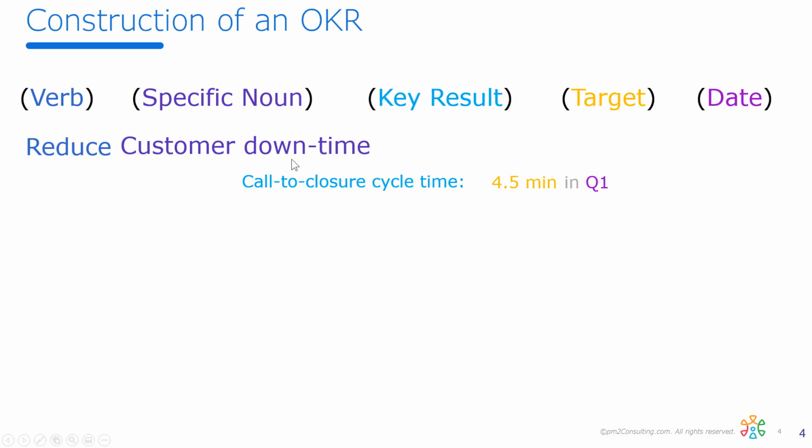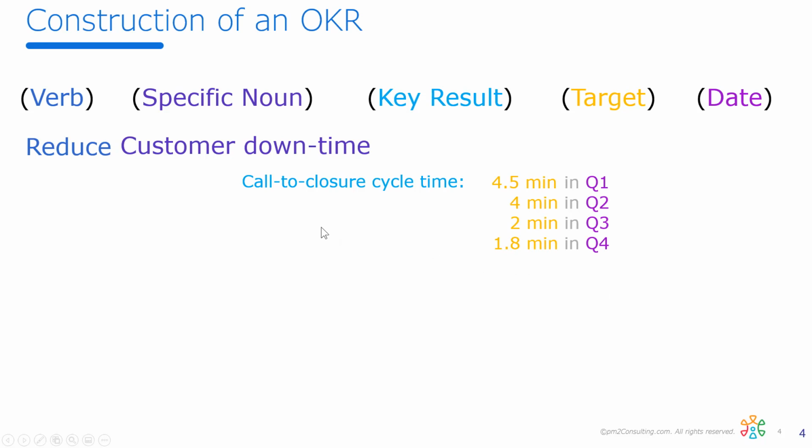And this is describing the impact, the benefit to the customer, not the output, the task you do, but what is the benefit? Key result in this case is call to closure cycle time, from the time we pick it up to the time it's resolved. Target is 4.5 minutes, and the date in this case is Q1. So in this example, Q2, we're going to shave a bit of time and get it to 4 minutes. Then a miracle happens in Q3. We're going to get that down to 2 minutes, and then shave a bit more in Q4.